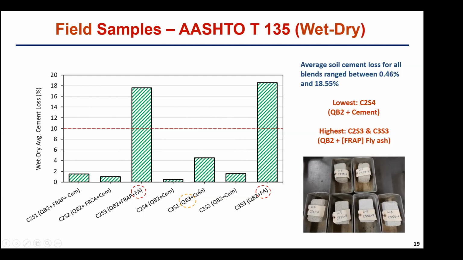The other interesting thing that we realized is that we had two sources of QB, the QB2 and the QB3, and I know the number for QB3 is still low. We're talking about 4 to 5% of soil cement loss. But if we compare that to all the other samples that had the QB2, they had significantly lower soil cement loss after the 12 cycles were finished in the testing.